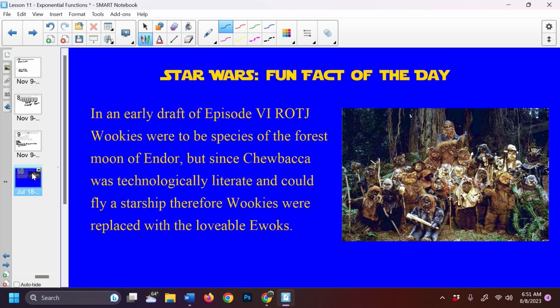Star Wars fun fact of the day: in an early draft of Episode 6, Return of the Jedi, Wookiees were to be the species of the forest moon of Endor. But since Chewbacca was technologically literate and could fly a starship, it didn't make sense for the Wookiees to be backwards and in the trees. Therefore, those Wookiees were replaced with lovable Ewoks.